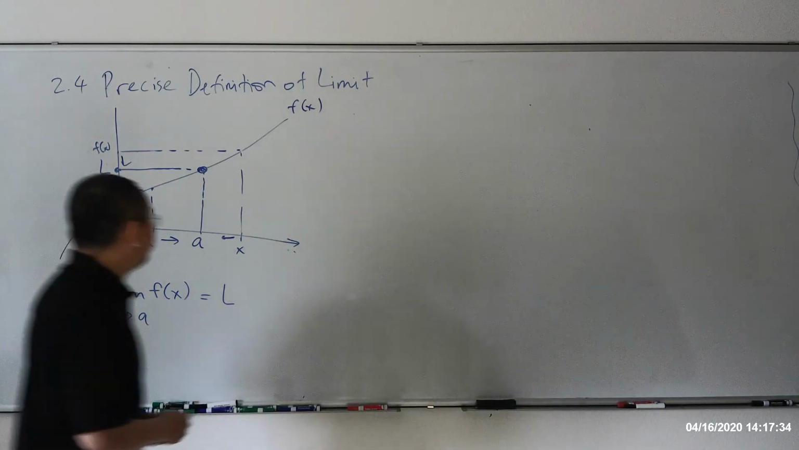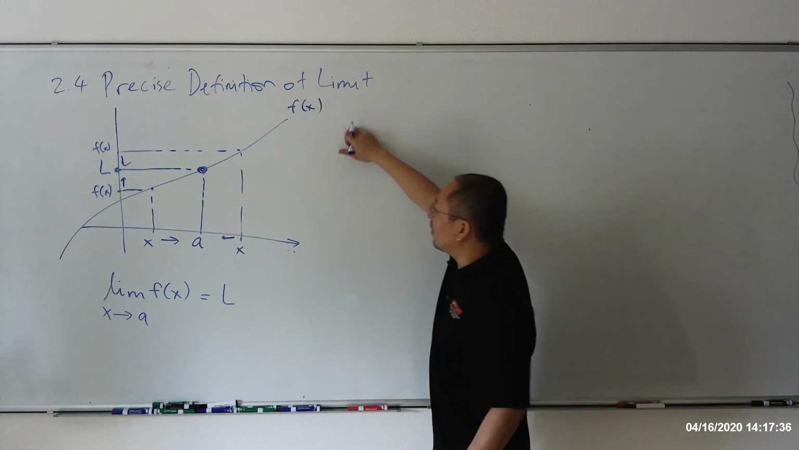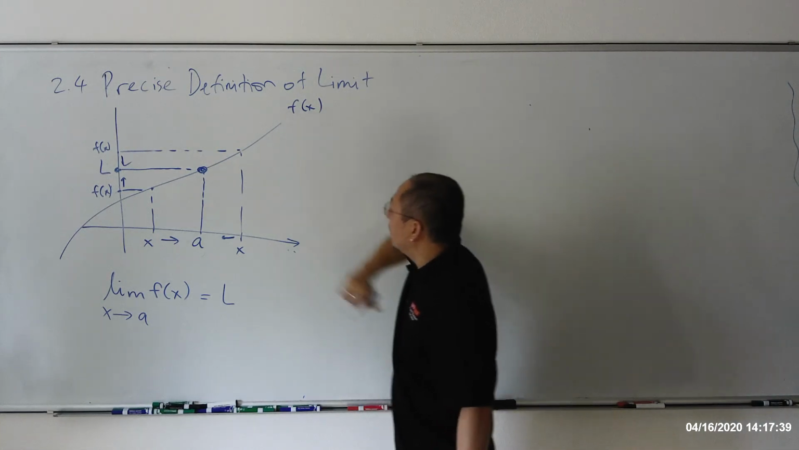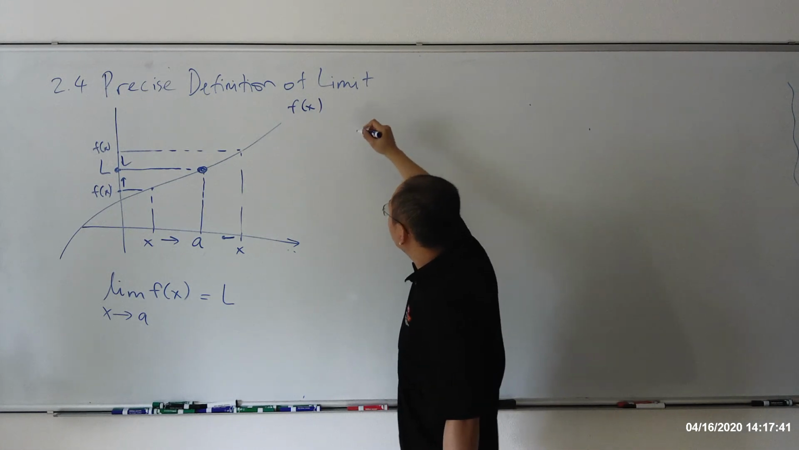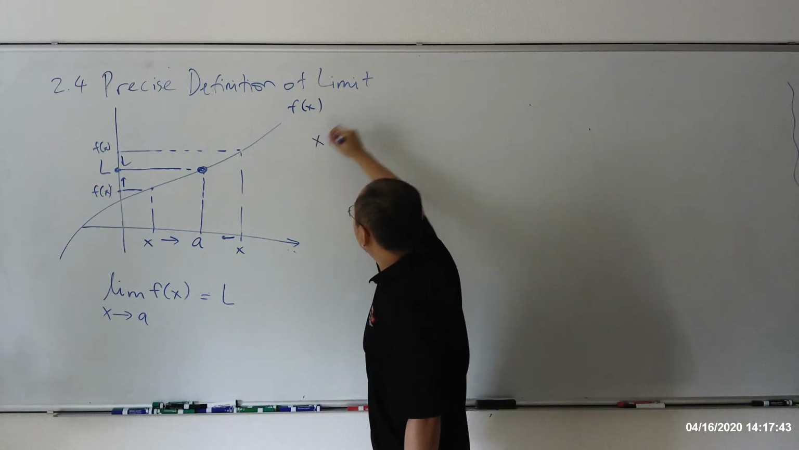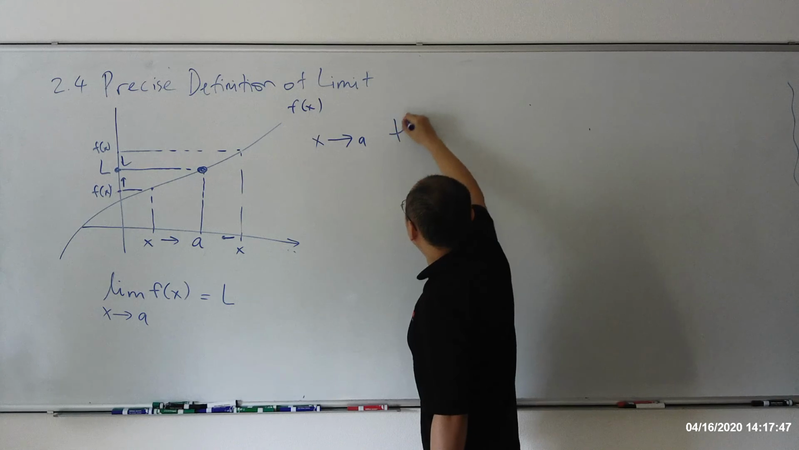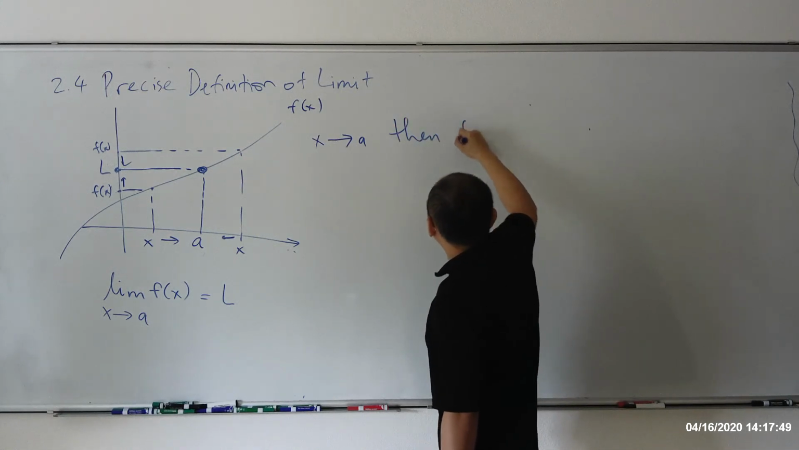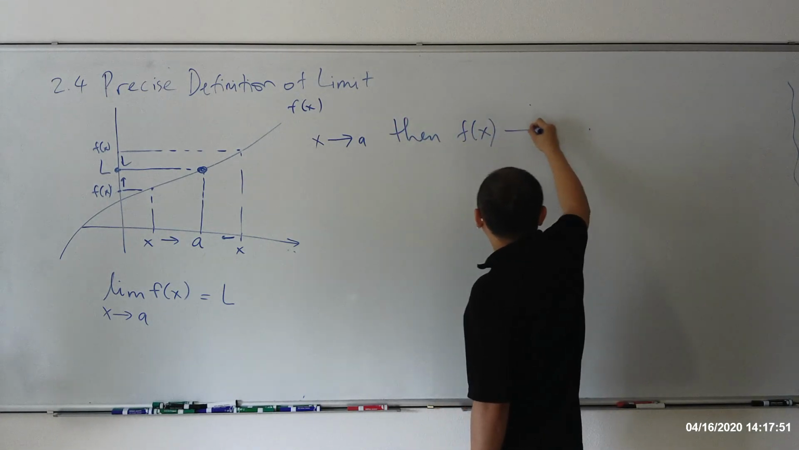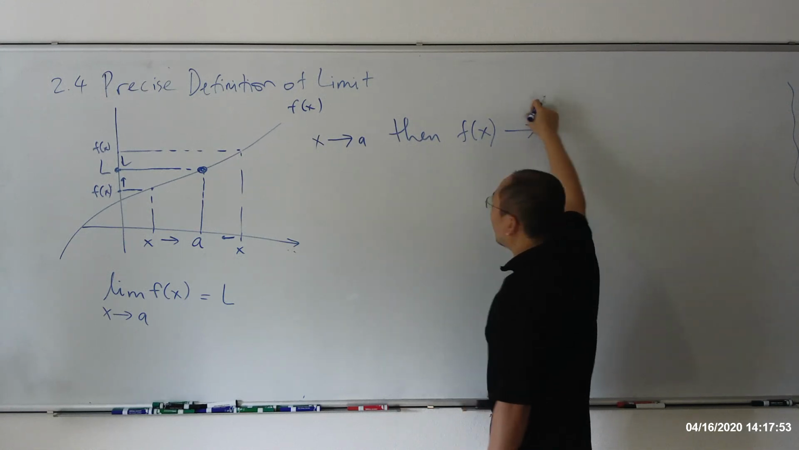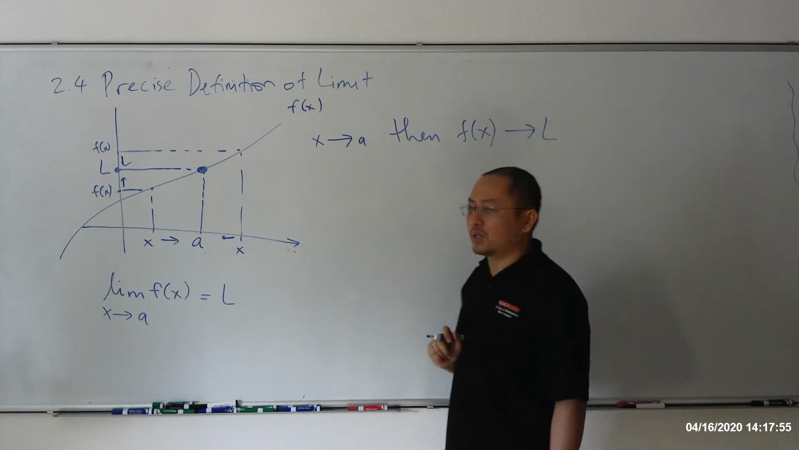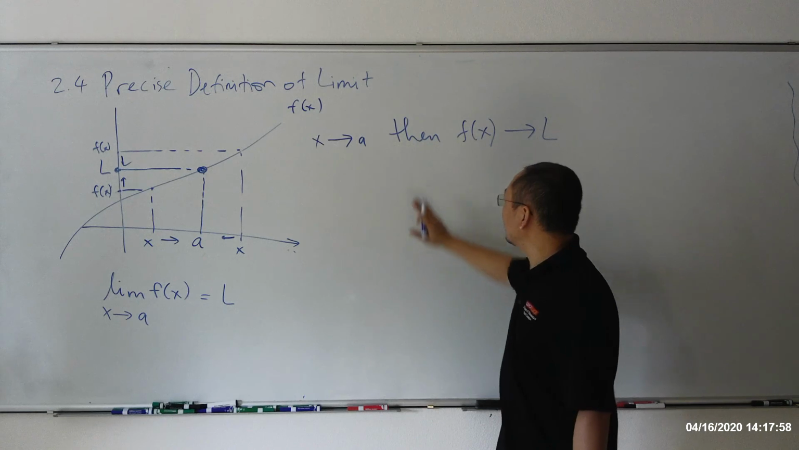Here's the idea. I'm going to go step by step. What we're trying to say is that if x is getting close to A, then f of x is getting close to L. Again, I'm trying to walk you guys step by step to the formal definition. So this is the idea.